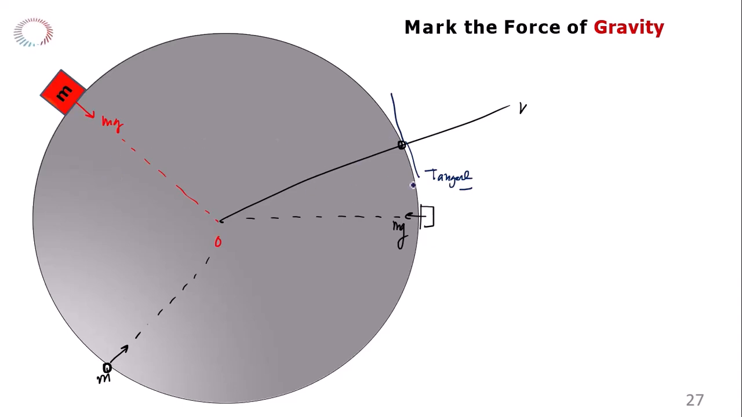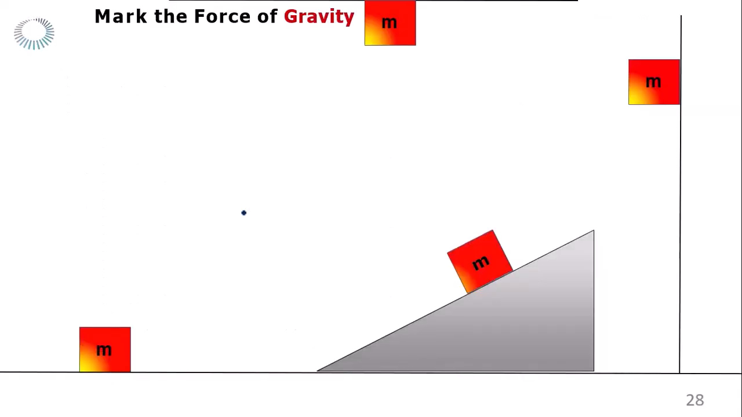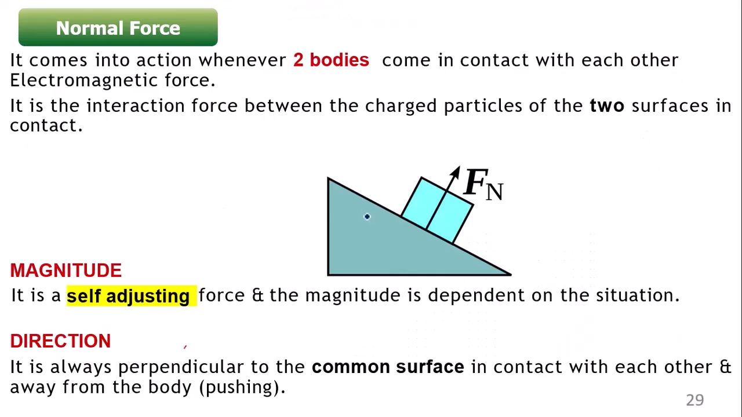So always the mg force is acting in the vertically downward direction. For this, mg is acting downward. For this, mg is acting downward. So mg is always acting downward. First of all, what is mg? mg is the body force, or the attractive force, or the force due to gravitation, and that is always acting vertically downward.